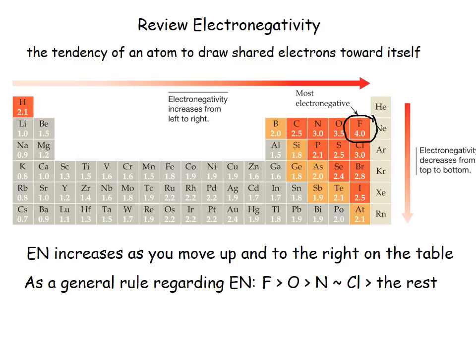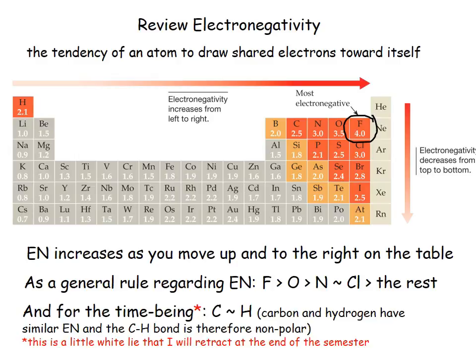Remember that. Another little tidbit I want you to remember is that carbon and hydrogen have very similar electronegativities, which means that when you have a CH bond, that bond is nonpolar. Now this asterisk is because that is a tiny white lie, and I will fix that later at the end of the semester, but we'll come back to that later. For now, remember that they are essentially the same. Okay, now let's move on.